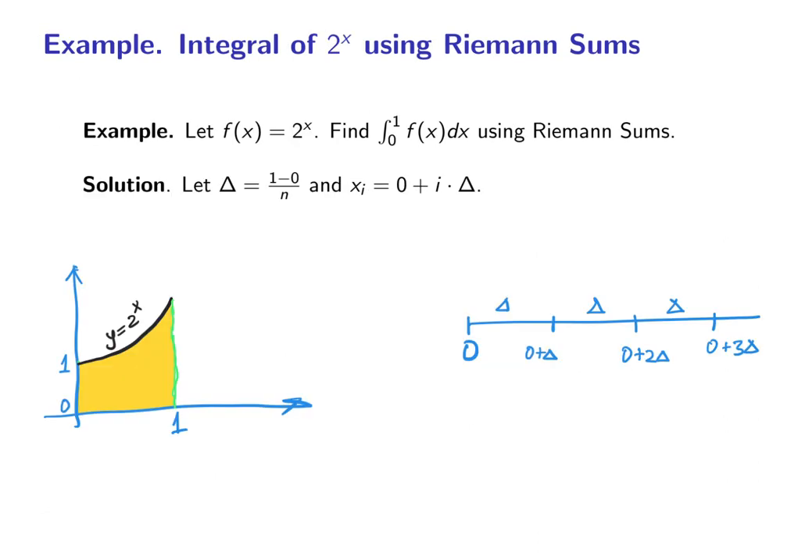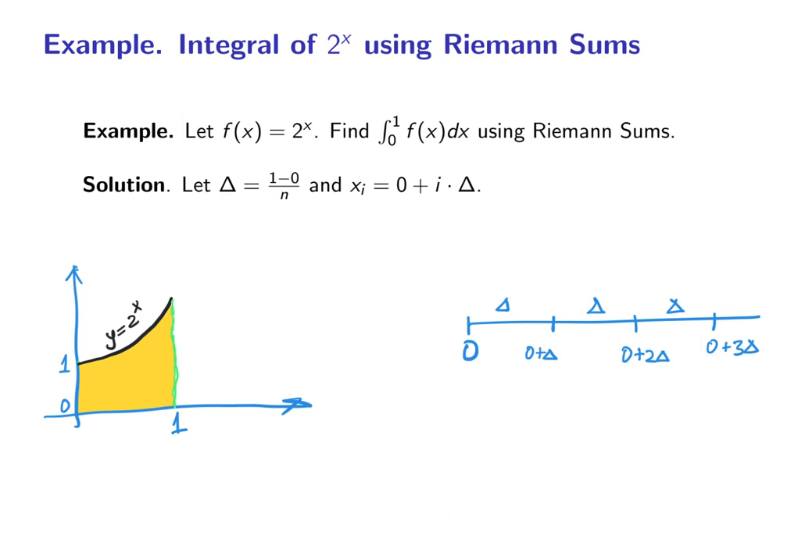Another example. Let's compute the definite integral of the exponential function 2 to the x from x equals 0 to x equals 1. Let's try to use left Riemann sums this time. So, first of all, we partition the interval from 0 to 1 into n equally spaced intervals. So, the length of each interval is 1 minus 0 over n, so 1 over n.